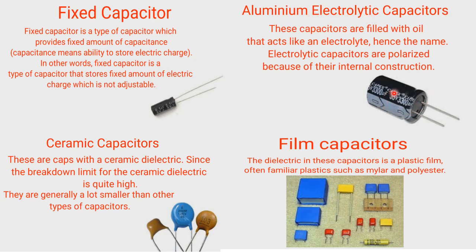These capacitors are filled with oil that acts like an electrolyte, hence the name. Electrolytic capacitors are polarized because of their internal construction. The other type of capacitor is the ceramic capacitor. These are caps with a ceramic dielectric. Since the breakdown limit for ceramic dielectric is quite high, they are generally a lot smaller than other types of capacitor. Next is the film capacitor. The dielectric in these capacitors is a plastic film, often a familiar plastic such as mylar and polyester.